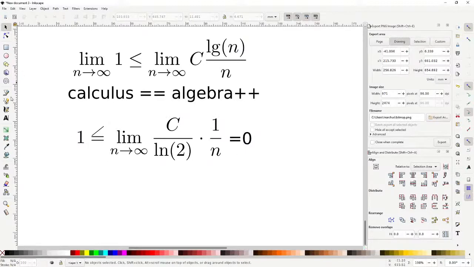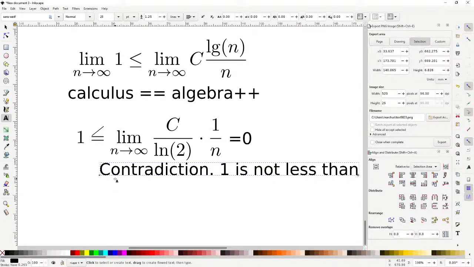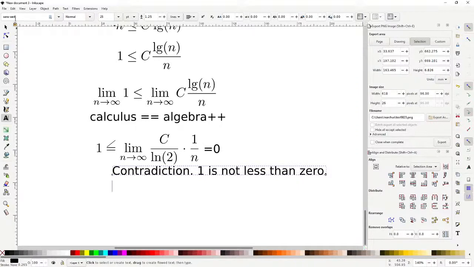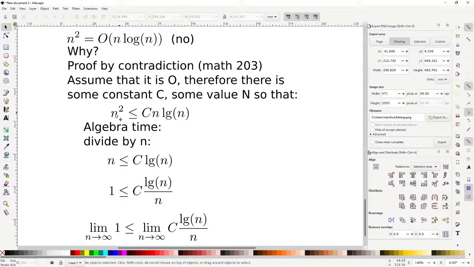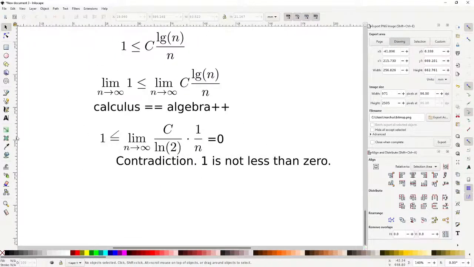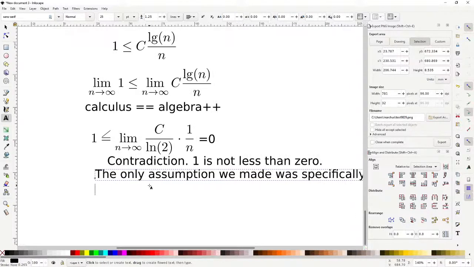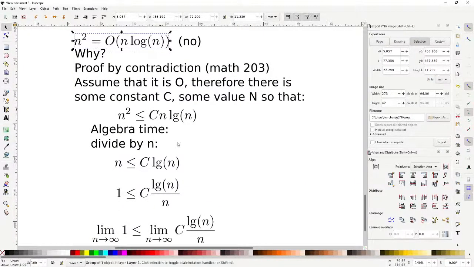So there you go. This is a contradiction, right? Because as it turns out, 1 is not less than 0. And that's really all you need. The only actual assumption we made, everything here was just calculus, then algebra, algebra, algebra, algebra. So the only assumption we ever made was that n squared is O of n log n.